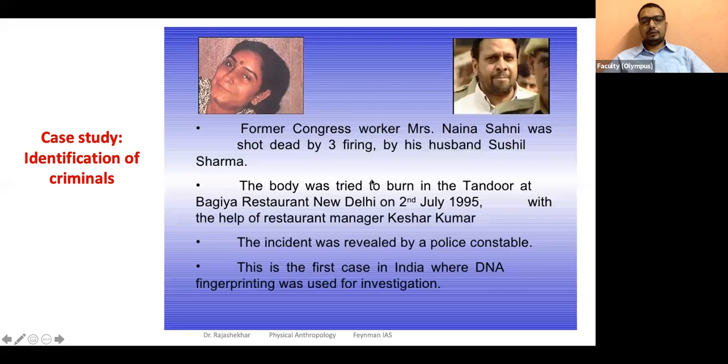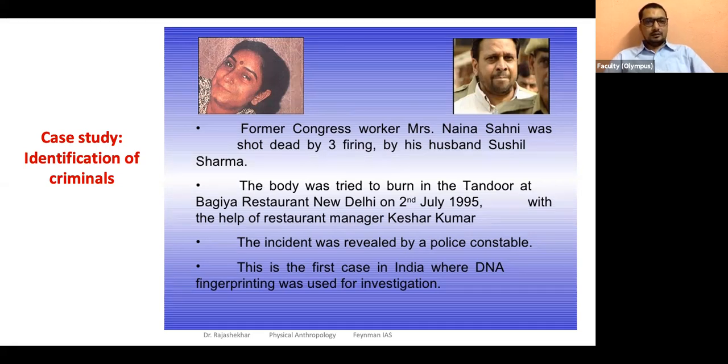So these are among the initial cases. I could not verify whether this was the first case, so don't highlight that. But the few important cases are Rajiv Gandhi's assassination case and Naina Sahni's case, or the Tandoor case. DNA evidence started becoming more and more popular in India since the beginning of the 1990s. Later, I think many cases have used this.